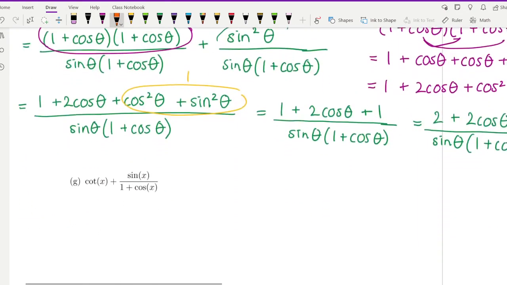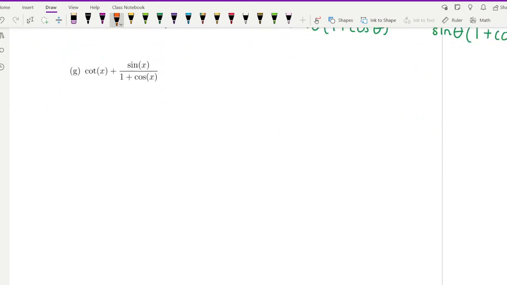Like you could definitely just multiply both of them by 1 plus cosine of x. But I think things might come out a little clearer if we start by rewriting this in terms of sine and cosine, because then it'll be like we're adding two fractions together. So how do you write cotangent in terms of sine and cosine? Well, that's the same as cosine of x over sine of x, because it's the reciprocal of tangent, and tangent is sine over cosine.